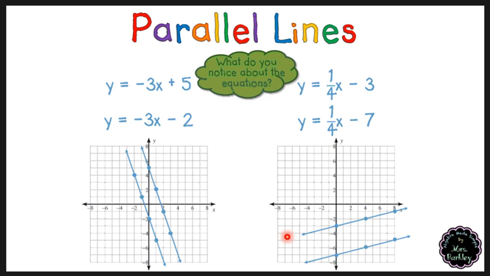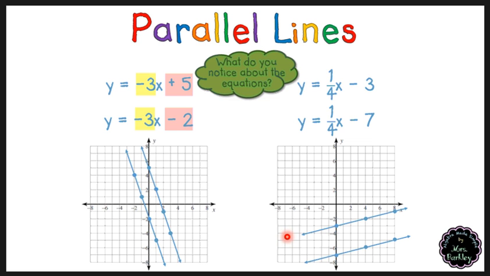So then let's look at, what do we notice about the equations? So there has to be something within these pairs of equations that make these lines parallel. So let's look at some components of the first pair of equations. In the equation y equals negative 3x plus 5, we have a slope of negative 3. And in the second equation, we also have a slope of negative 3. Our y-intercept in our first equation is at the point 0, 5, and our y-intercept of our second equation is at the point 0, negative 2. So we can notice that our slopes of these two equations are the same, and our y-intercepts are different.